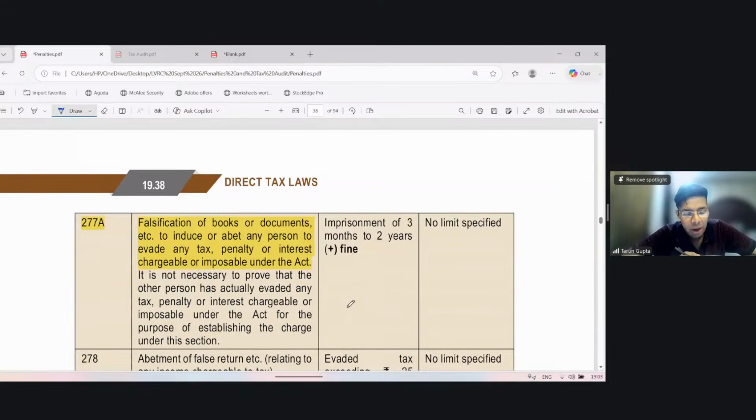277A, falsification of books or documents to induce or abate. To induce or abate any person to evade any tax, penalty, or interest chargeable or imposable under this Act. It is not necessary to prove that the other person has actually evaded any tax, penalty, or interest for the purpose of establishing a charge under this section. So if any person induces or abets any other person to evade tax, interest, or penalty, as the case may be, then such person can be imprisoned for 3 months to 2 years plus fine. Clear?